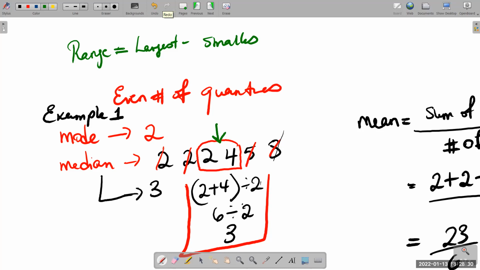Anybody could try. I just need at least one person. Now remember, the largest is 8. So instead of 2 minus 8, it would be what? 8 minus 2, which is equal to 6. Everybody with me?